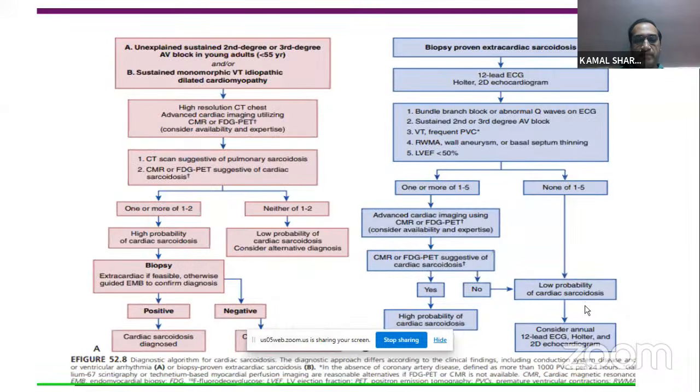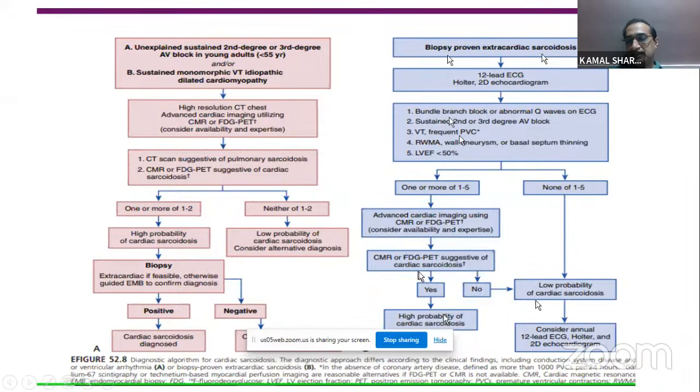And of course, this is from Braunwald's diagnostic algorithm of cardiac sarcoid. You can see an unexplained second degree or third degree AV block, young adult, and/or sustained monomorphic VT in the DCMP. CT you do to rule out pulmonary sarcoid, and a cardiac MR or FDG PET for cardiac sarcoid. So again, looking into this clinical scenario, if you don't have a biopsy-proven extracardiac sarcoid, you need to suspect bundle branch block or second, third degree AV block, VPCs, RWMA, EF less than 50, one or more out of 5. Again, you proceed to advanced cardiac imaging using cardiac MR or FDG PET.